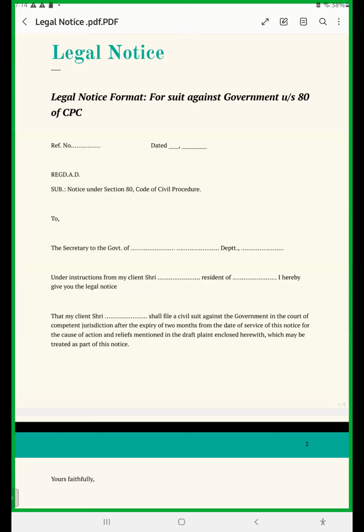Lastly, we ask for the form of relief claimed by the sender of the notice. And last, the gist of the legal basis you need to give for the relief claimed.